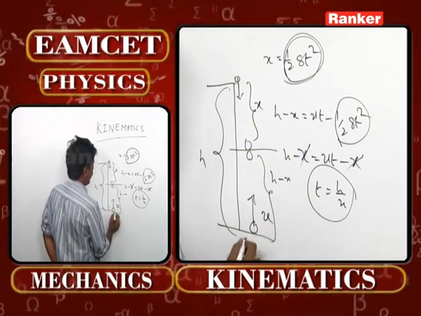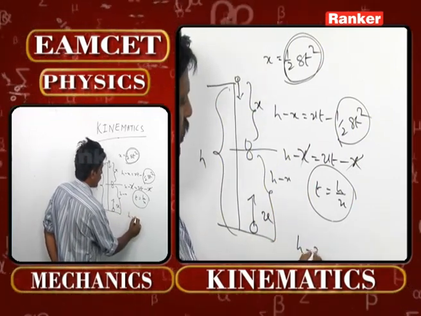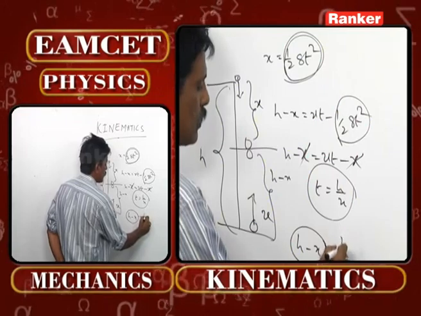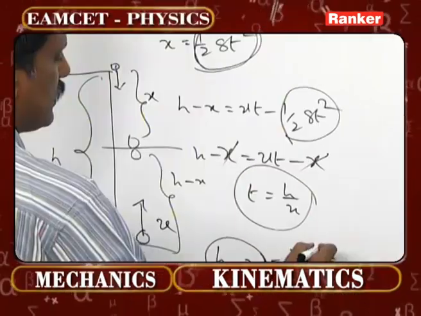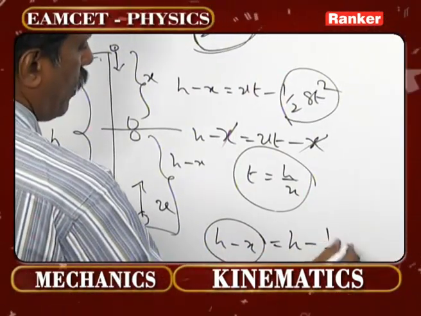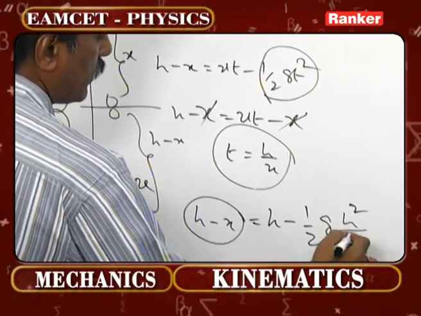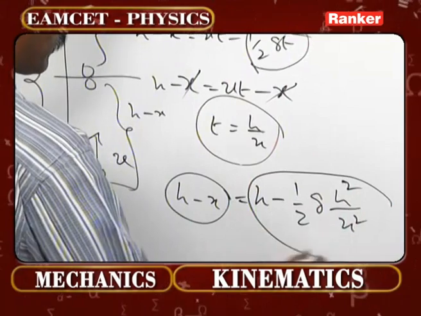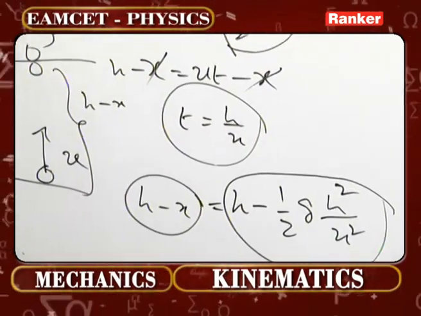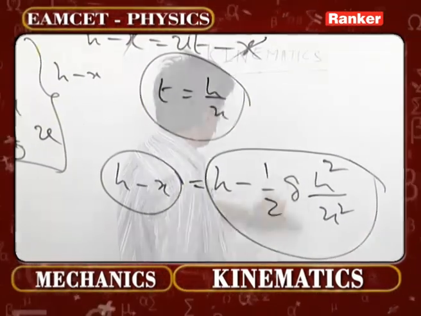Therefore, at what height they will meet means at a height h by x, which is equal to h minus x is half g t square, half g into t is h by u, no? So, t square means h by u square. This is the height where they will meet.